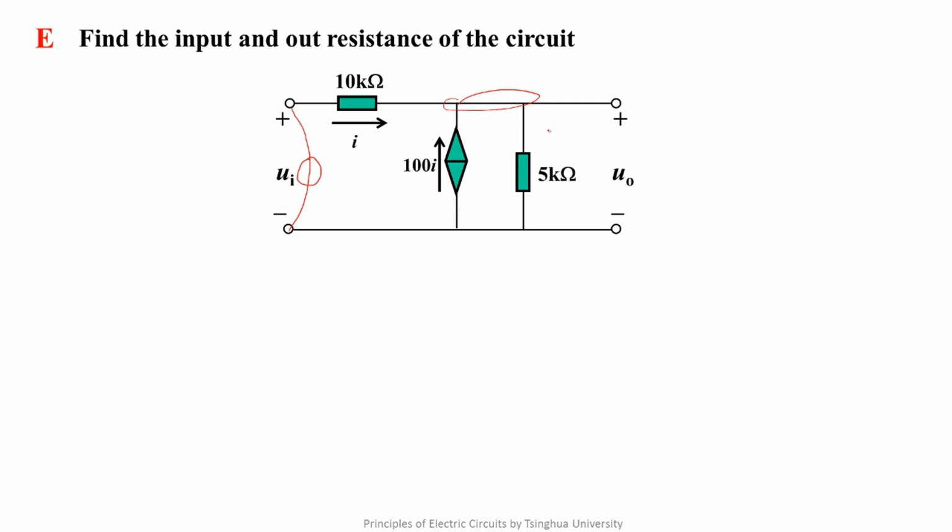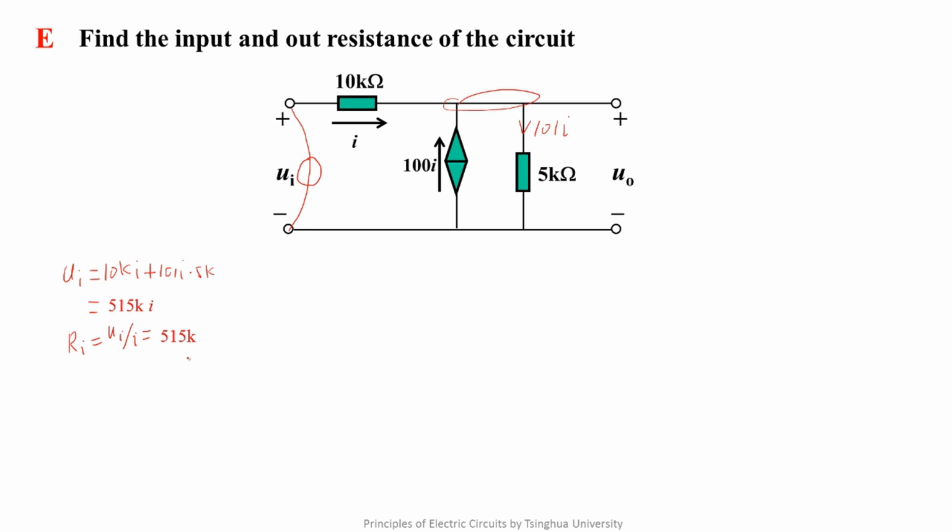According to the KCL, the current is 101I. UI is equal to 515K times I. Ri is equal to Ui over I, which is equal to 515K ohms.